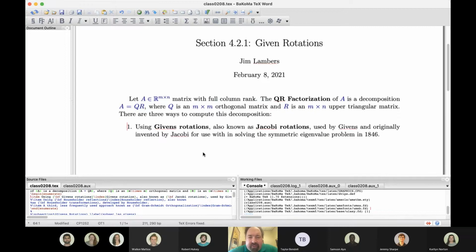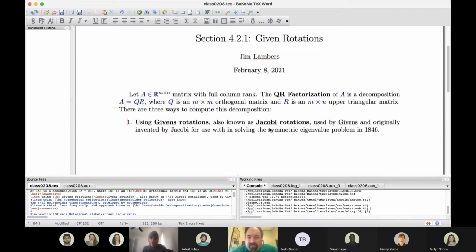So today's topic is Givens rotations, also known as Jacobi rotations. The striking thing is these rotations were actually invented by Jacobi, but he used them for a different problem. In this setting, it's Givens who made use of them, so they're named after Givens. Go figure.